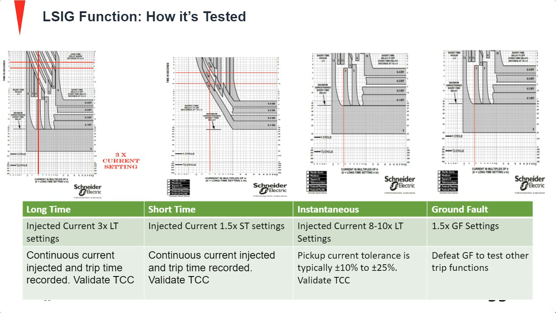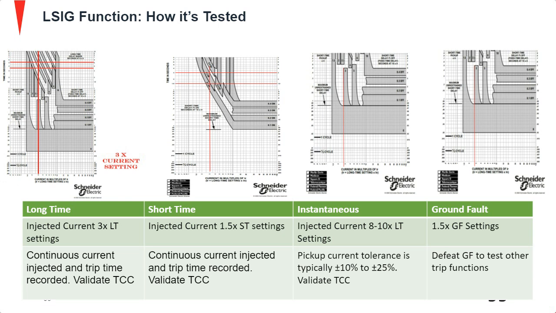So now, when looking at those specific settings for a breaker and how you test them, your NETA testing standards will typically say a minimum of 300% for long time testing. What we mean by that is whatever your long time pickup current is, and we'll show you how to find that later in an example, you multiply that by 300%, or 3 times. Again, you're going to be injecting continuous current, and when the breaker trips, you record that trip time and validate it according to the time current curve.